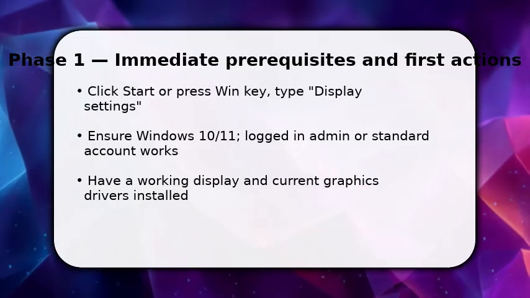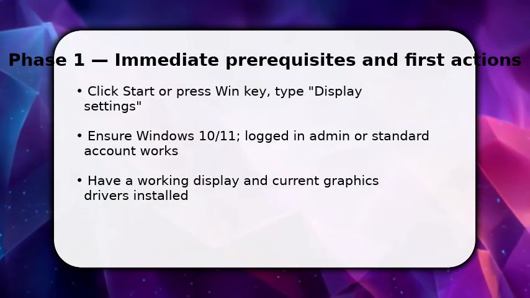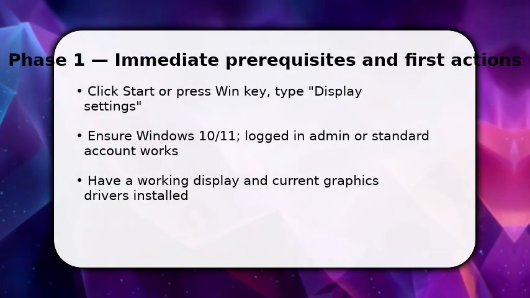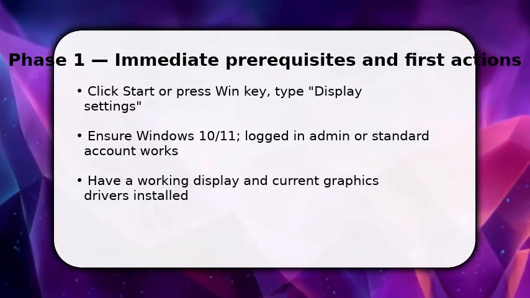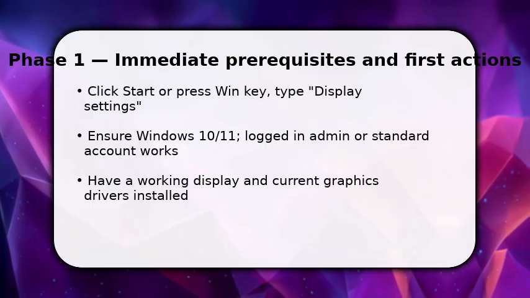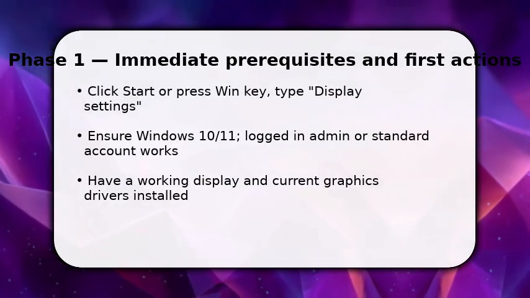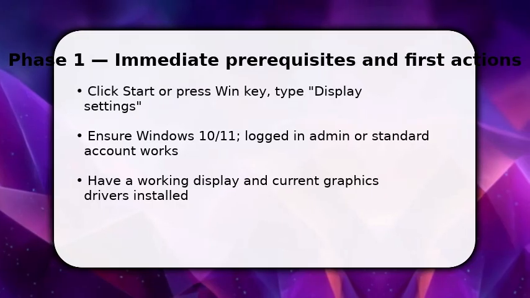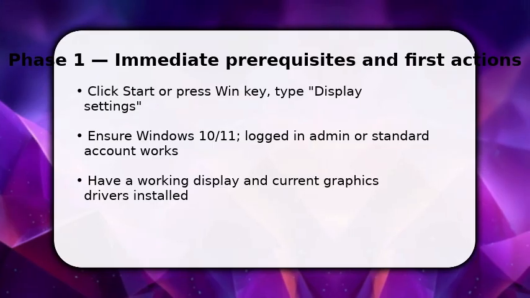You start by opening Display Settings right now. Click Start or press the Windows key and type Display Settings. You need to be logged in. You do not require admin rights to change night light. This step locates the toggle and relevant controls, and it's fast, so do it now. Once done, make sure your monitor is recognized and drivers aren't malfunctioning, because night light depends on standard color controls.